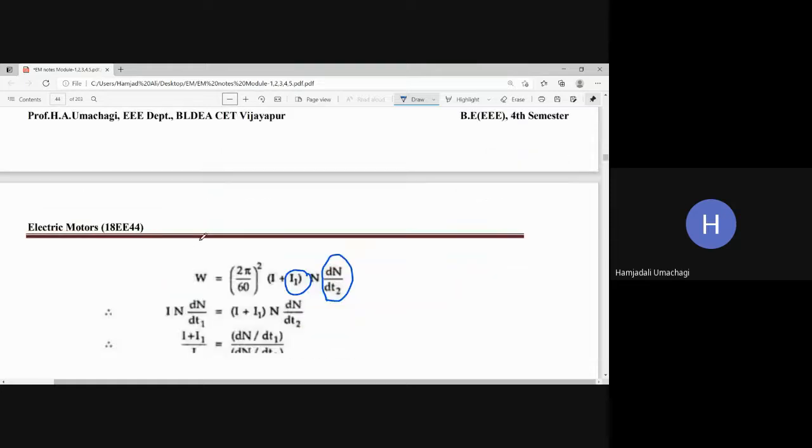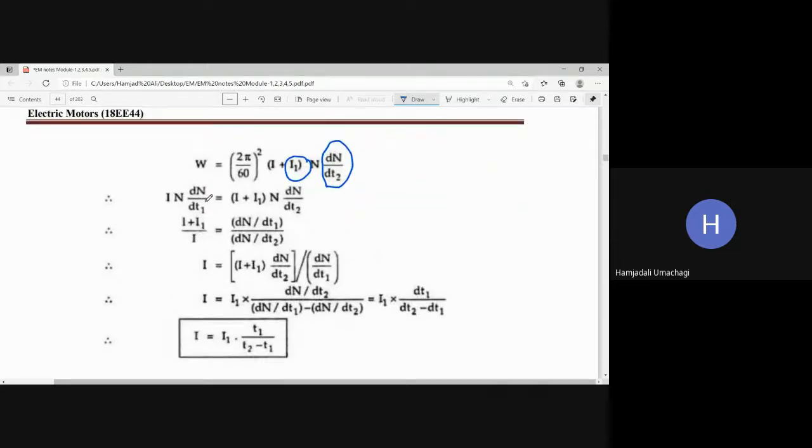On equating both the equations, that is I into N into dN by dt1, this is for considering armature alone, and (I plus I1) into N into dN by dt2, this is the equation after adding the flywheel. In both the cases, (2 pi by 60) whole square is the same, so it gets cancelled. The remaining part is moment of inertia I, speed of the motor N, and rate of change of speed dN by dt1, which is equal to (I plus I1) into N into dN by dt2.